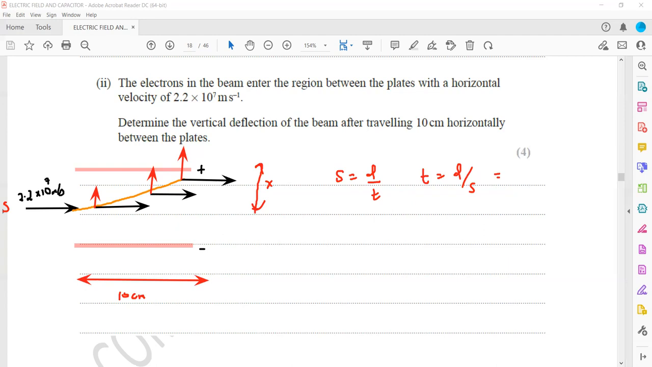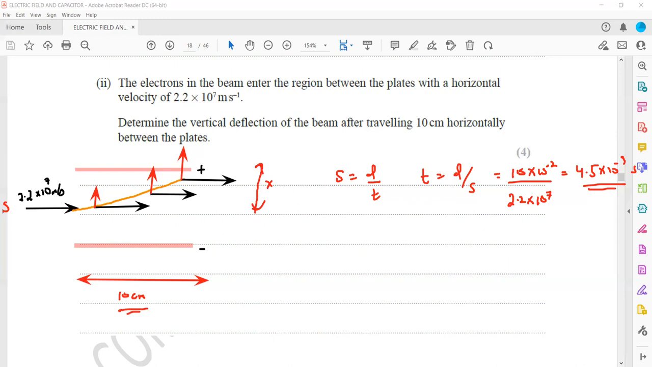The distance it covers is 10 centimeters. So it will be 10 × 10^-2, which is 0.1 m, divided by the speed at which it entered, 2.2 × 10^7. When we divide, it will be 4.5 × 10^-9 seconds. So that is nanoseconds. It will take 4.5 nanoseconds to cover 10 centimeters. And it is obvious, because the speed is so high, 2.2 × 10^7, so it will take a very short time to cross this distance.